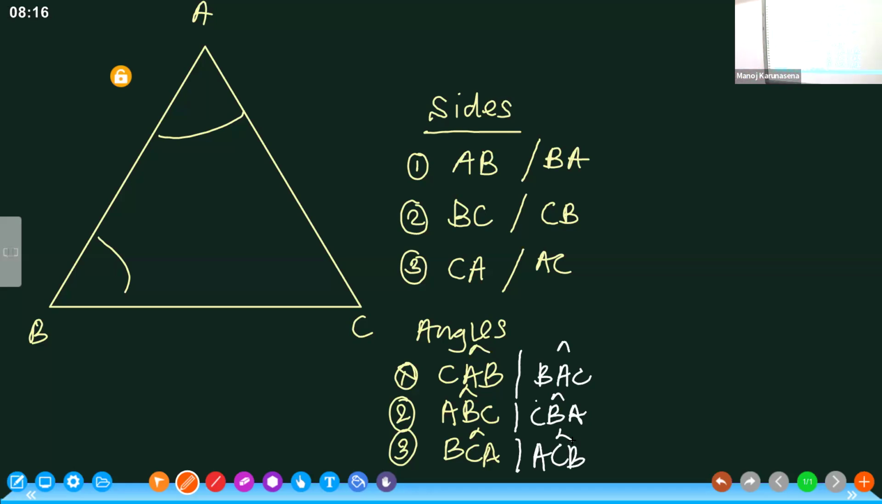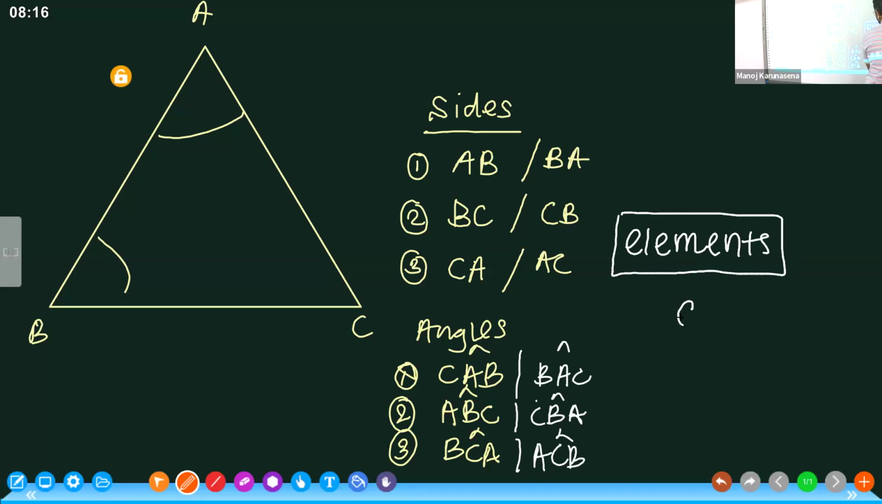Right. The 3 sides of the triangle and the 3 angles of this triangle, we call them the elements of the triangle. So how many elements are there in this triangle? Yes, we can say there are 6 elements for this triangle. So what are the 6 elements? The 3 sides and the 3 angles, right?